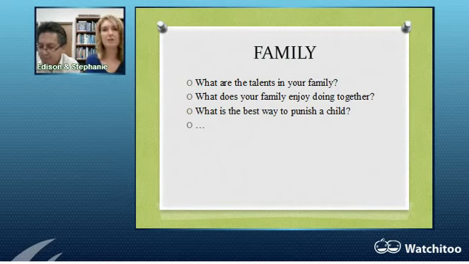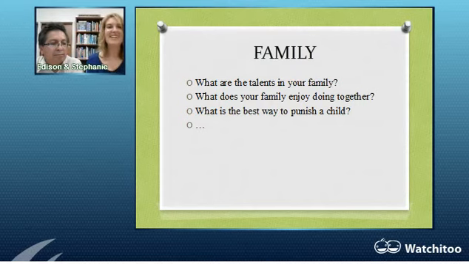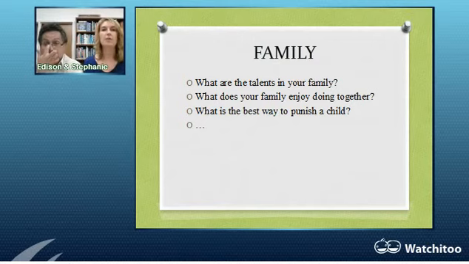But you can model this for a lot of different topics. So I think the idea here is that you have a theme or a topic, and then you're giving your students lots of questions so that they're more motivated. They have a prompt that encourages them to write more.